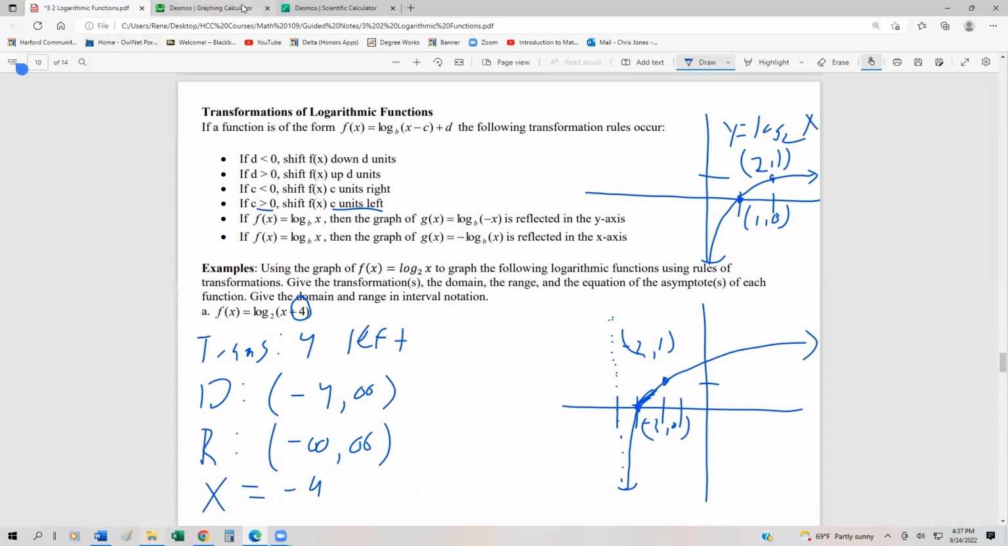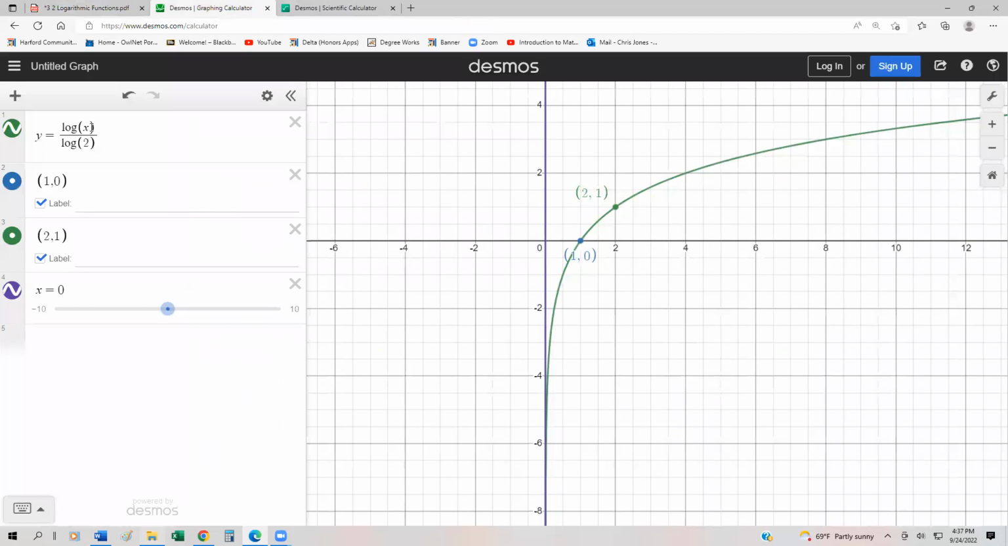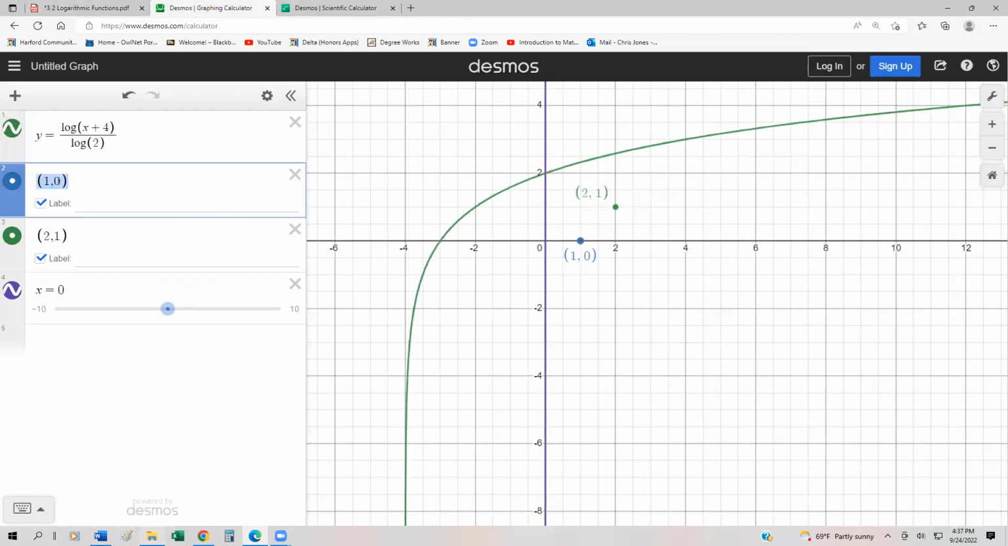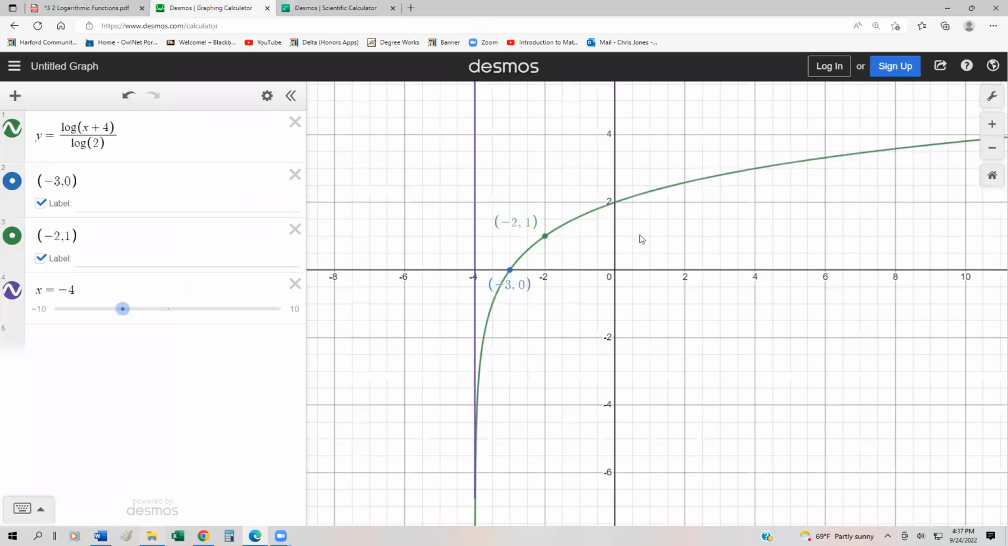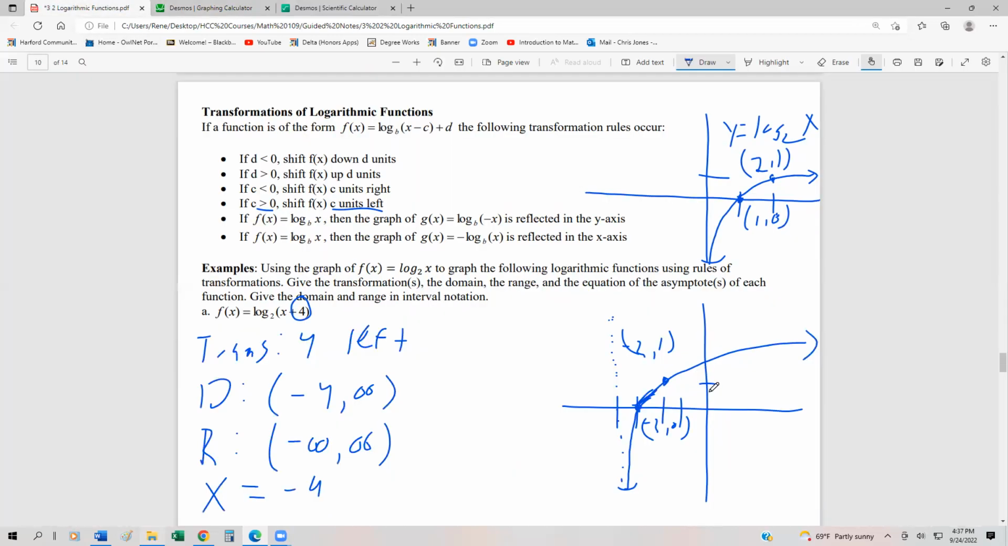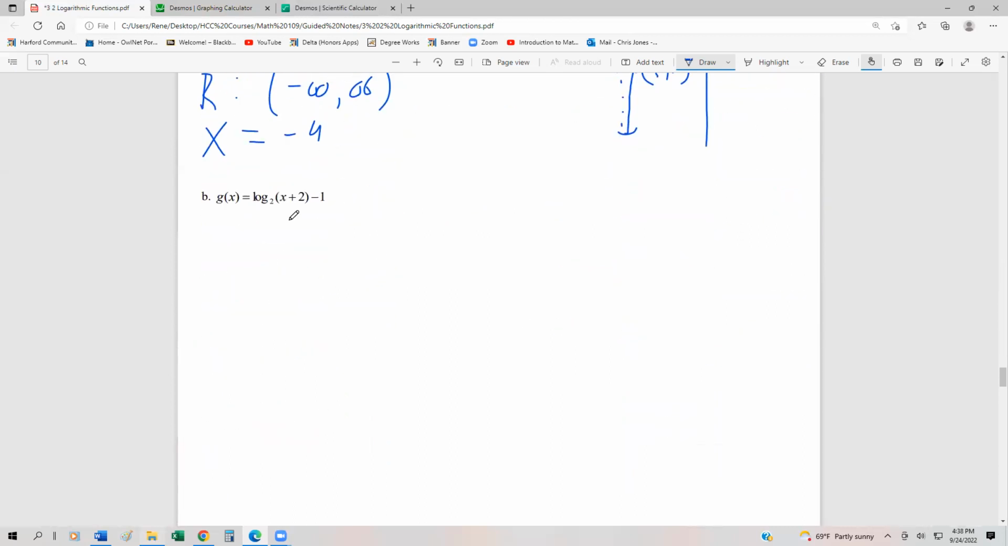In our calculator, if we want to graph this, we could graph this as log of x plus 4 divided by log 2. Some points that we had: (-3, 0), and then we also had (-2, 1), right? And then the asymptote that we had was x equals negative 4. And it certainly looks like all the properties of this graph are reflective of what we just did here, okay? So another example, log base 2 of x plus 2 minus 1. Transformations. So we have a plus 2 on the inside, so that means we are going to move left 2 units.